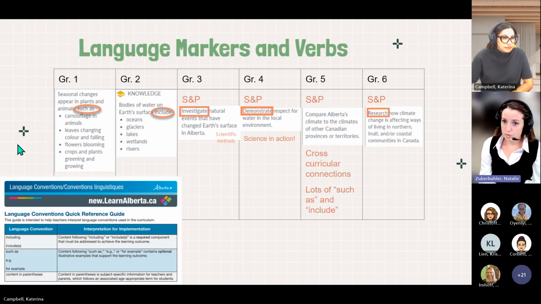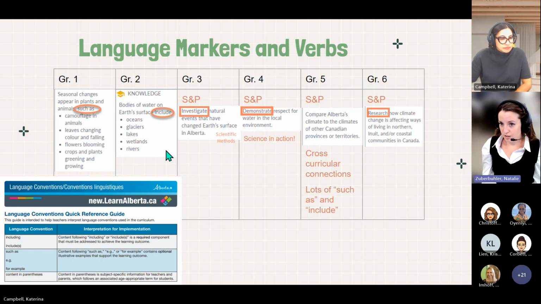However, in grade 2, you'll see bodies of water on Earth's surface includes. When we see the language marker "includes," that means we have to address all of those: oceans, glaciers, lakes, wetlands, and rivers. We do need to have explicit teaching and engagement and discussions and explorations with those bodies of water.